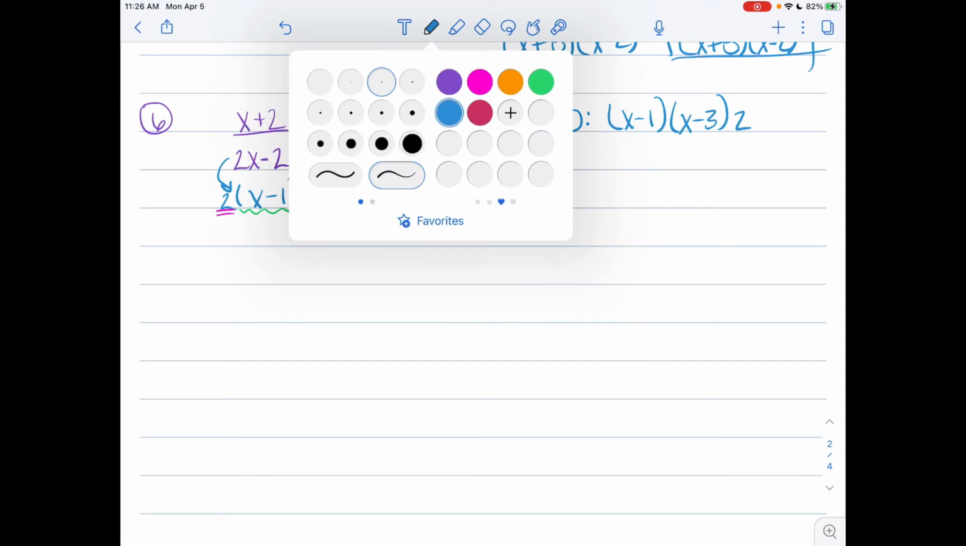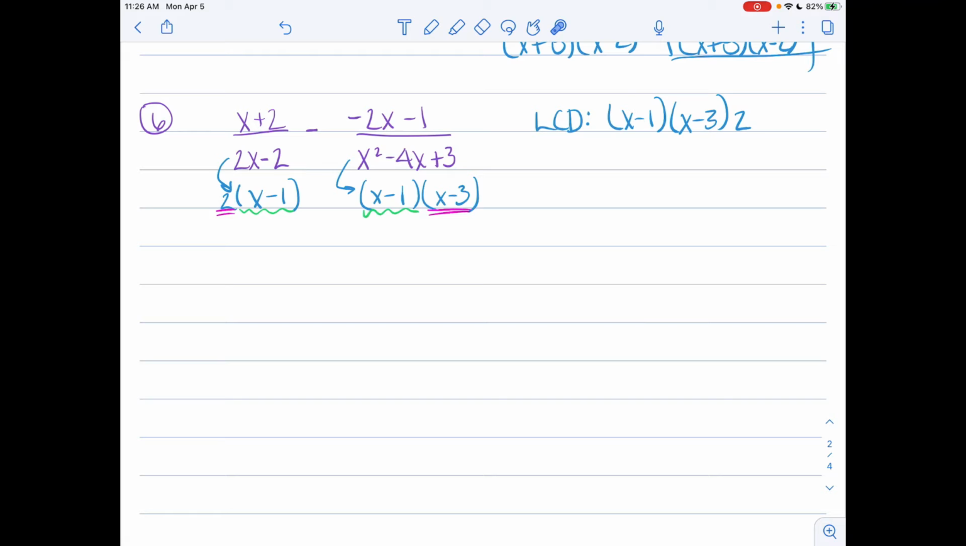So in order to create this LCD here, what I need to do is bring in what I don't already have, which is the x minus 3. So I'm going to multiply by x minus 3 over x minus 3. And then for the second one, again looking here, what I'm missing is this 2, so I need to multiply by a 2 over 2. And now let's keep going.